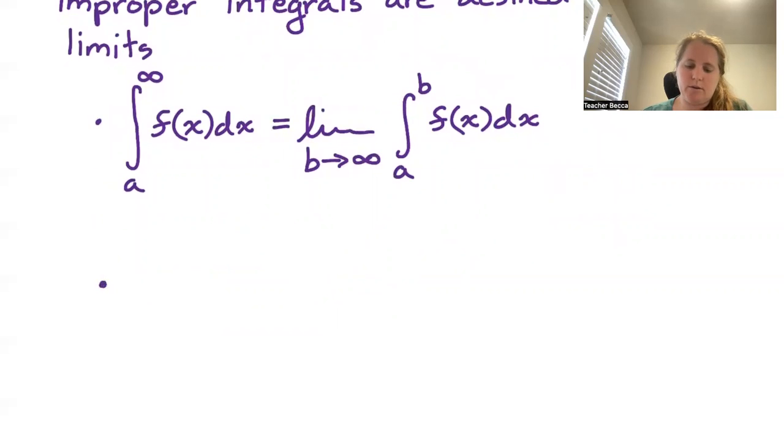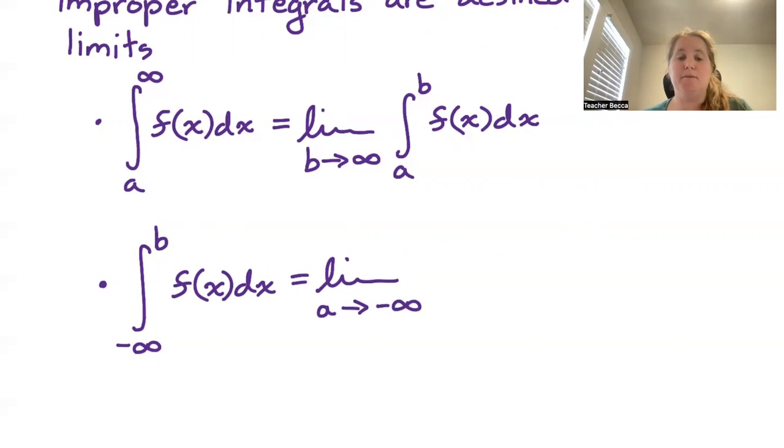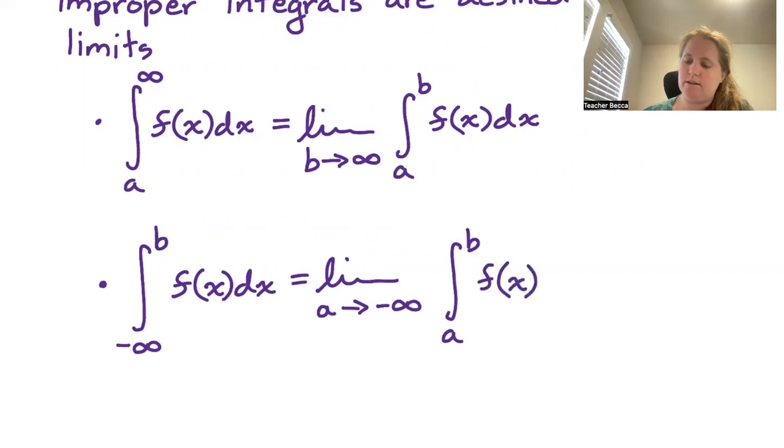Next up, we had our definite integral from negative infinity to b of f of x dx. So in this case, we're going to take our lower bound a and let a go to negative infinity. So we are looking at the limit as a goes to negative infinity of the definite integral from a to b of f of x dx.